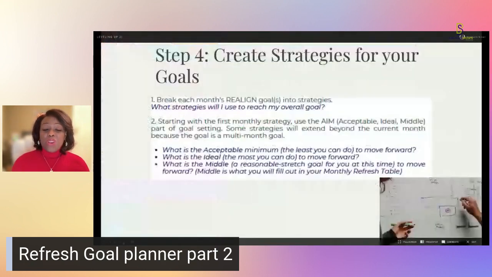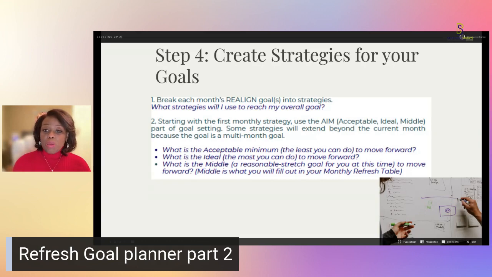So, in the planner, you will see this. It tells you to break each month's realigned goals down into strategies. Basically, a strategy is when you ask yourself, what strategies will I use to reach my overall goal? And you want to aim when you're creating a strategy. And what do I mean by aiming? You want to think about what's an acceptable, an ideal, and a middle. You don't have to write that down, but you can think about it quickly in your head.